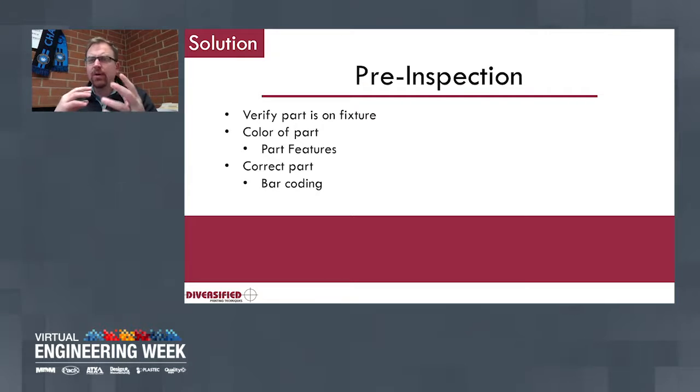We can also look for part features to make sure that we're going to print the part with the hole in it, not the one without the hole. These are all situations that we run into where we're trying to verify certain aspects of the part. One thing that we've done with this, and it seems to work really well, is that you can also barcode.